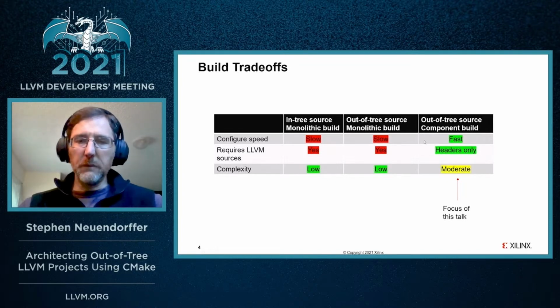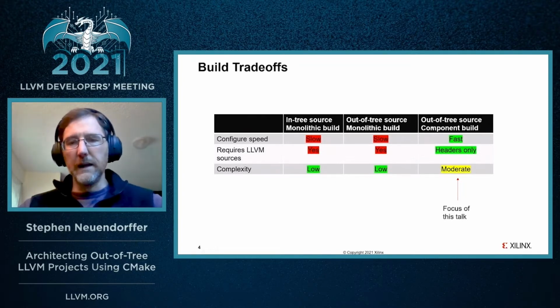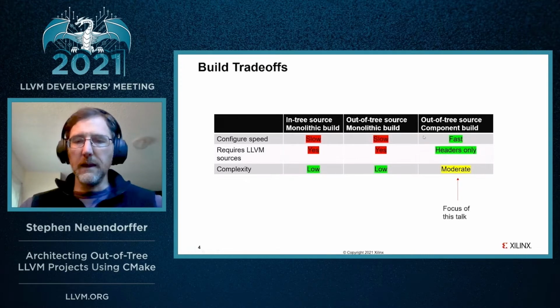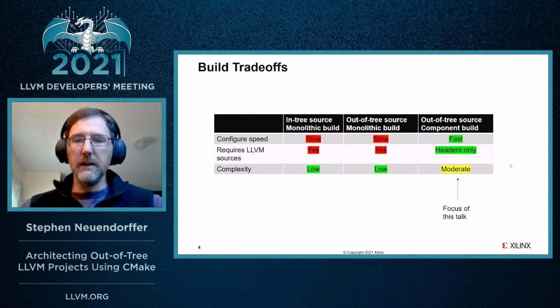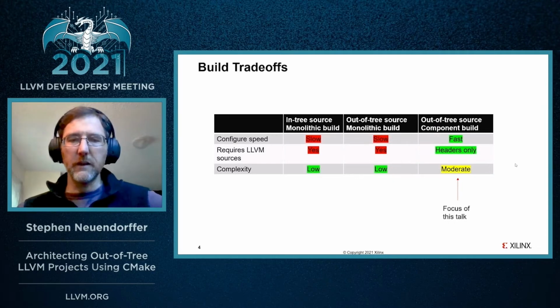So what I hope to show you in this talk is a lot of tricks for how to handle out-of-tree sources and also componentizing your build so that you can have configuration for your components done fast. They don't have to rely on LLVM, and you only need the LLVM headers in order to do this. Although this is a little bit more complex, hopefully after this talk you'll understand how to do it and find out that it's not actually that hard to get started.